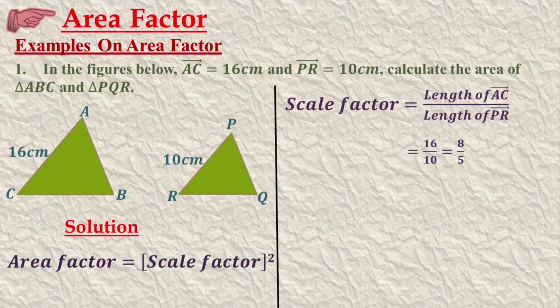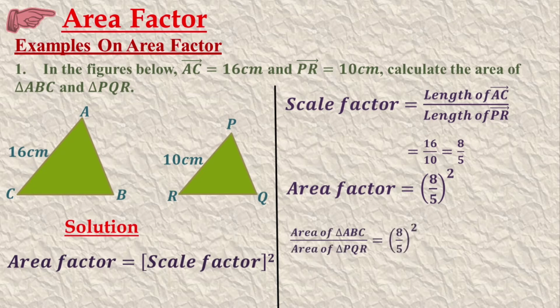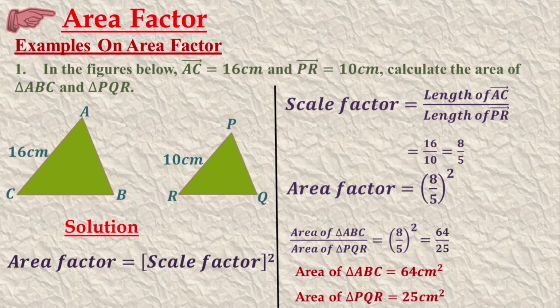Hence, the area factor, which is the square of the scale factor, will be equal to 8 all over 5 all squared. But note that area factor is the area of triangle ABC all over the area of triangle PQR. So, the area of triangle ABC all over the area of triangle PQR will be equal to 8 all over 5 all squared. 8 squared is 64 and 5 squared is 25. This means that the area of triangle ABC is equal to 64 cm squared and the area of triangle PQR is equal to 25 cm squared. This is the required answer.